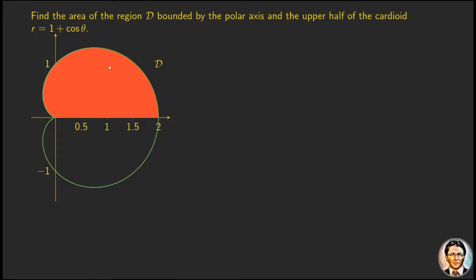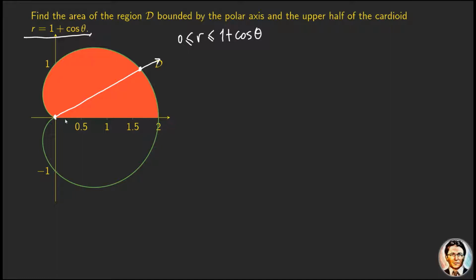Find the area of the region D bounded by the polar axis and the upper half of the cardioid r = 1 + cosine theta. So if we consider the bounds for r, it is going to be from 0 up to 1 plus cosine theta. So r is between 0 and 1 plus cosine theta.